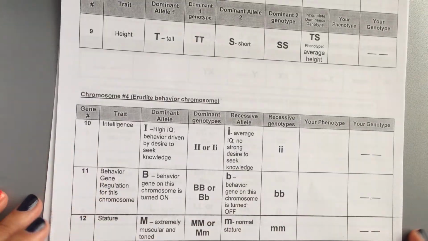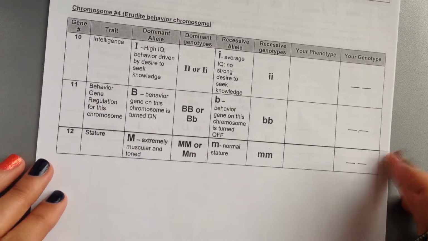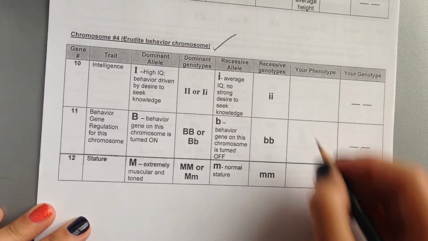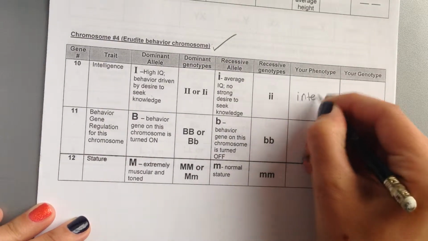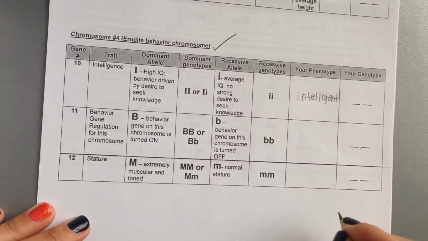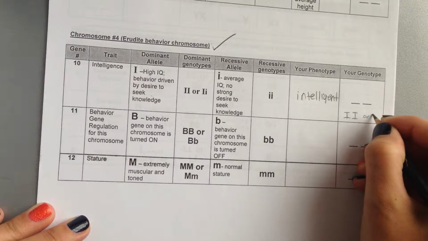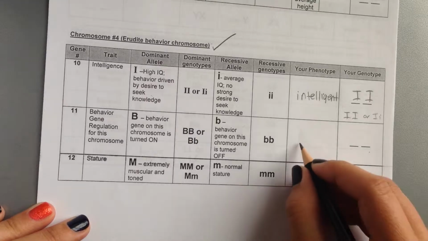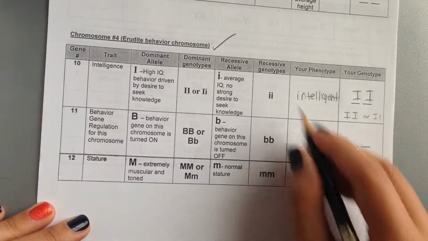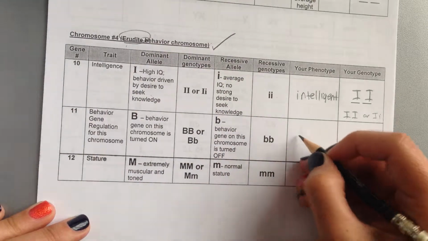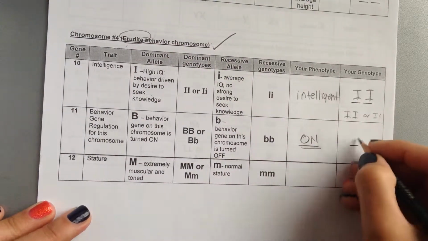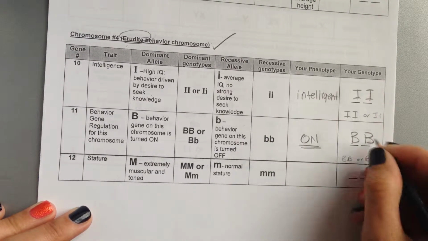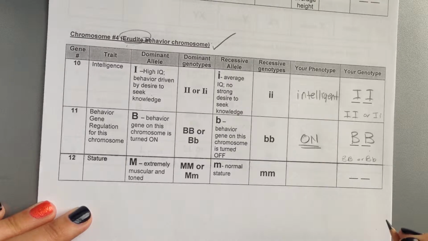Now let's go ahead and skip over here to this intelligence, because this is what I am. Since I am Erudite, this is the one faction I do belong to. That means my phenotype will be intelligent, high IQ. That means my genotype has to be big I, big I, or big I, little i. I'm going to go with homozygous dominant, big I, big I. Over here where it says behavior regulator gene, it must be turned on because Erudite is what I belong to. So it must be on. That's my phenotype. And I'll choose big B, big B, where I really had the option big B, big B, or big B, little b. I chose homozygous dominant for that behavior regulator being on.